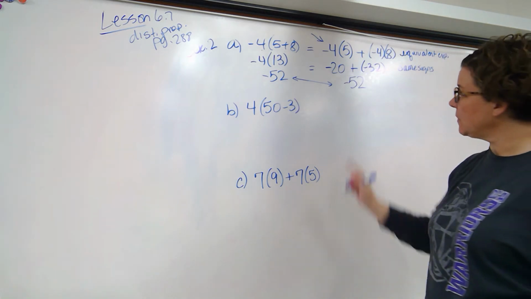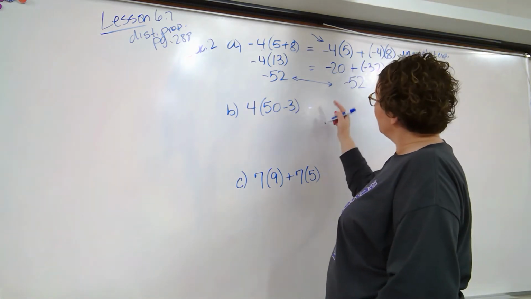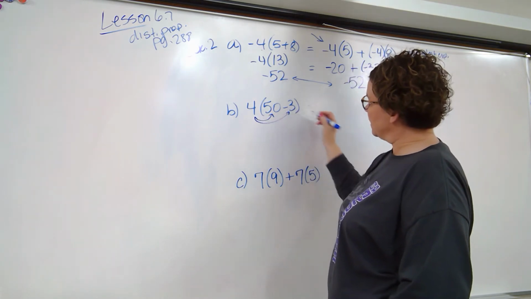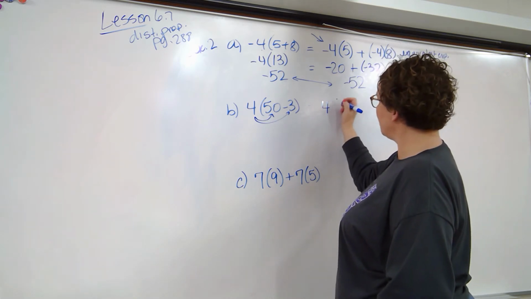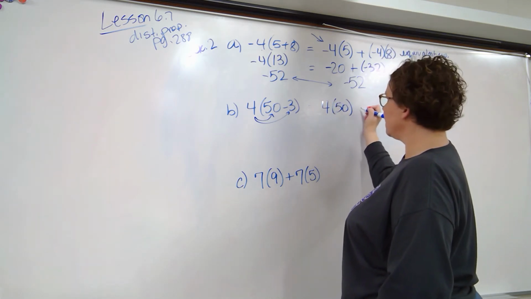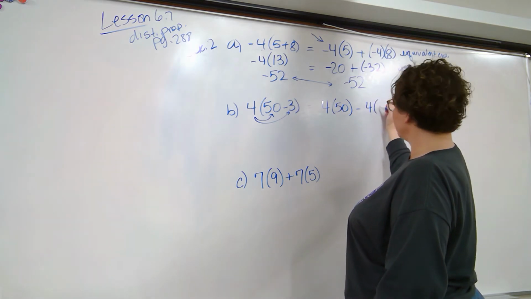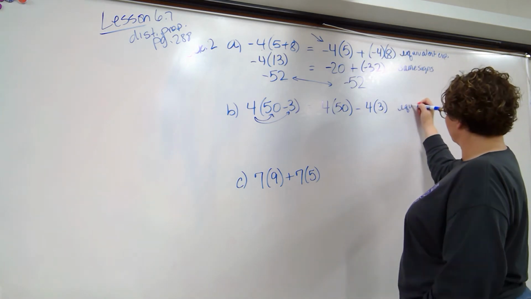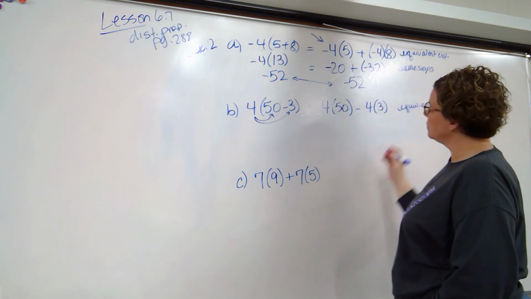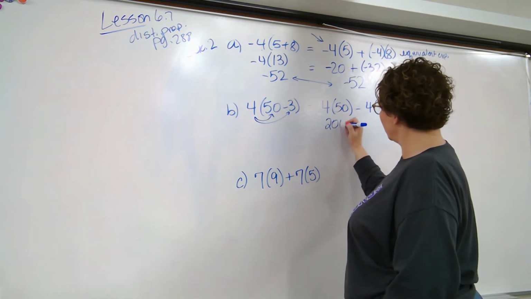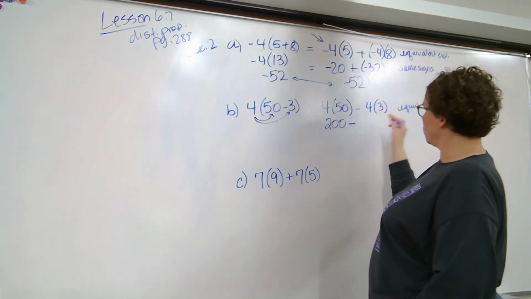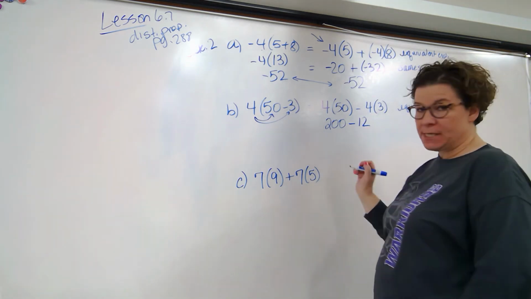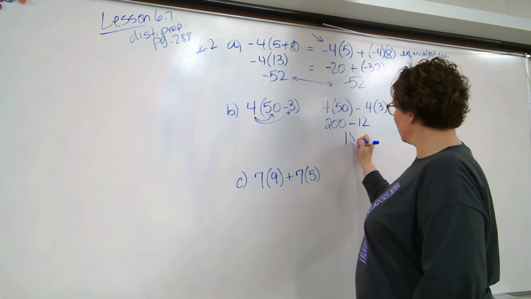Okay? Here's another example. I'm going to distribute the 4 to the 50 and the 4 to the 3. So I'm going to have 4 times 50 minus 4 times 3. These are equivalent expressions. 4 times 50 is 200, minus 4 times 3 is 12. 200 minus 12 is 188.